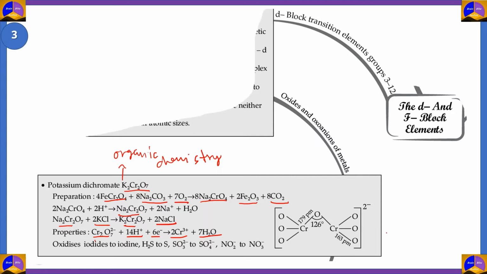And we also have the structure of a dichromate ion. You have three oxygen atoms bonding with chromium on each end, and you can see a bond of 179 picometers with the central oxygen atom. Now, the bond angle between these two bonds is 126 degrees, and the bond length between the chromium and the outer oxygen is 163 picometers. And the overall charge of this ion is -2. That's why you have two potassium atoms with a dichromate ion. So, potassium dichromate.